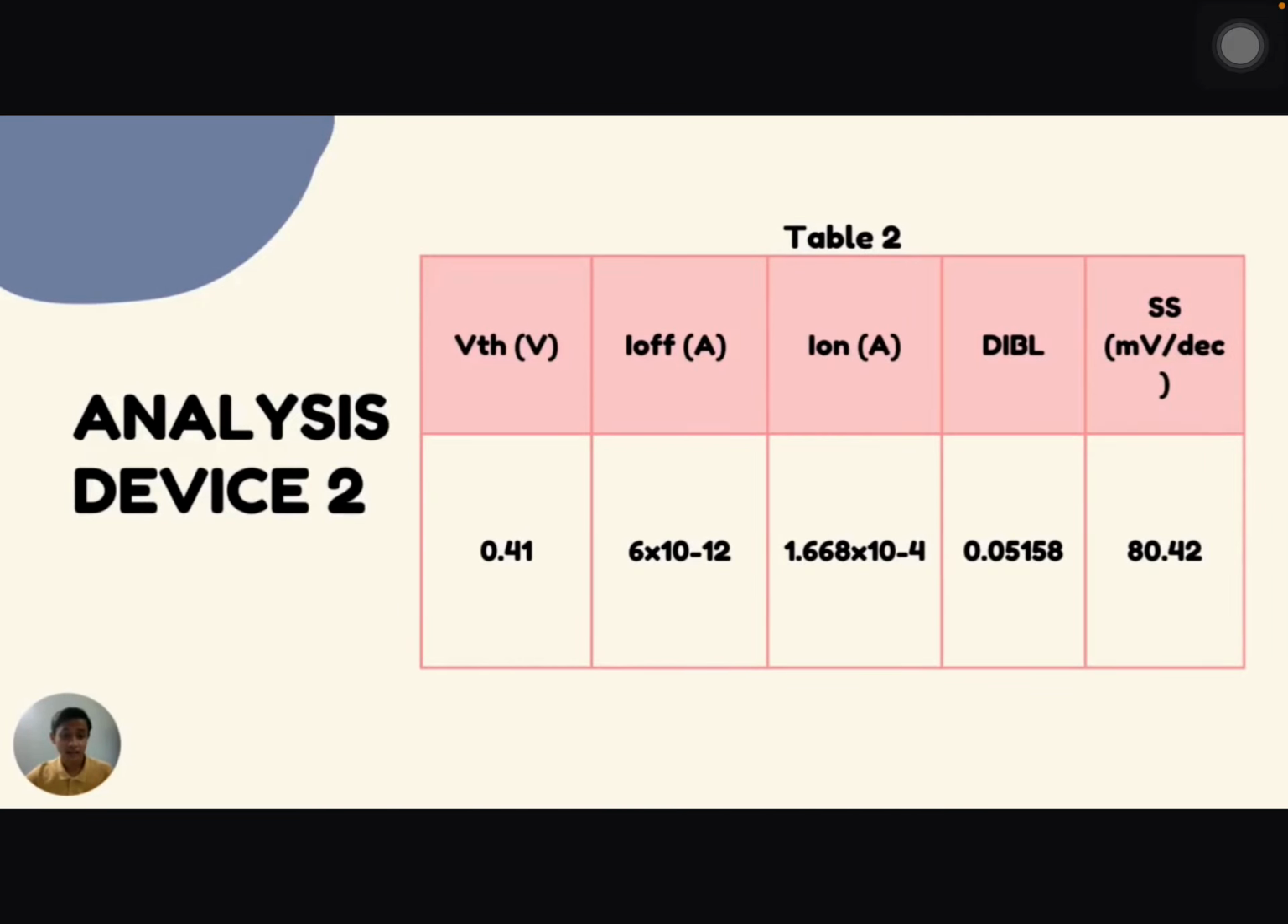This is the analysis of device 2. From here, we got the VTH value 0.41, off current 6 times 10 to the power of negative 12, on current 1.668 times 10 to the power of negative 4, the DIBL value 0.05158, and SS value 80.42.